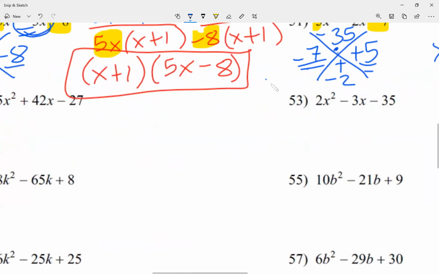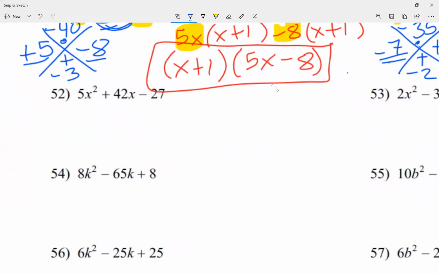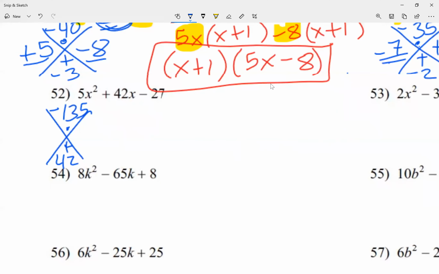Let's move on. Let's take a look at number 52. I'm going to start my diamond by saying, all right, I need my numbers that when I multiply is equal to, and I think, all right, 5 times a negative 27, I get negative 135. And when I add my numbers, it has to add up to 42. Because they multiplied is equal to negative, so basically, I'm subtracting my numbers.